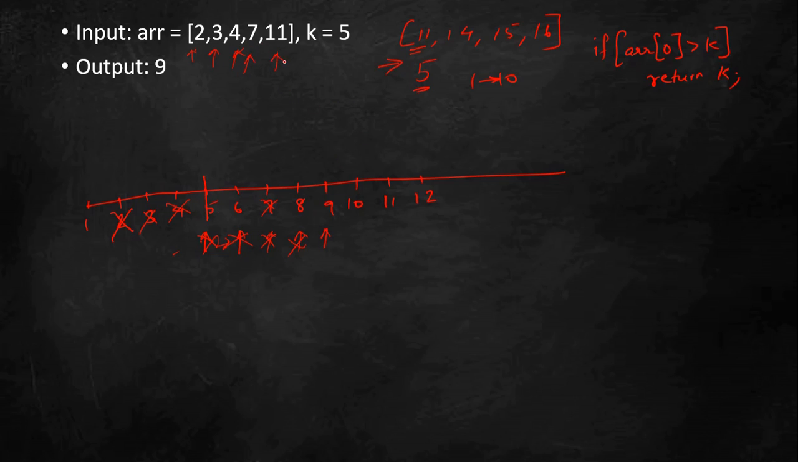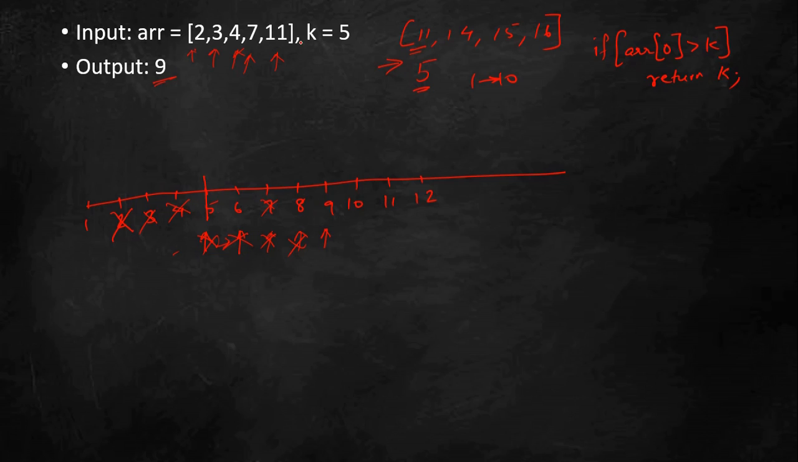Now my current pointer is at 9 and the array value is 11. 11 is not less than 9, so I can break from this loop, and the final value where my pointer is, 9, is the output that we are expecting. So if you see, what I'm doing here is, if this is a scale of missing numbers, I'm making sure that my pointer is pointing to the fifth number.